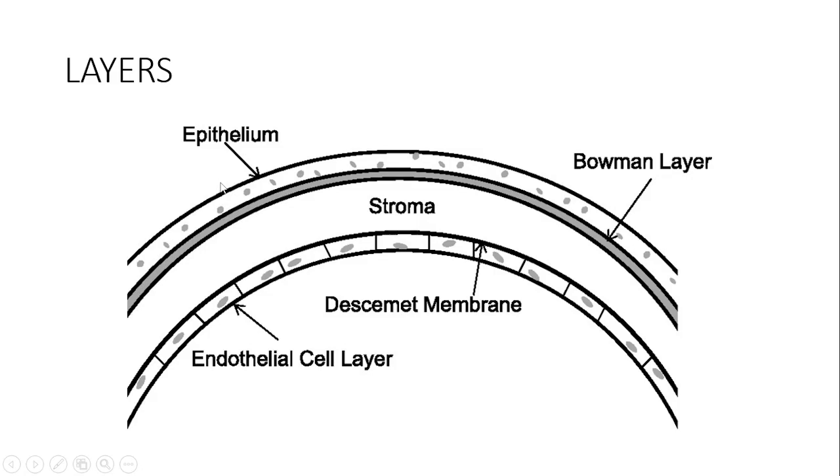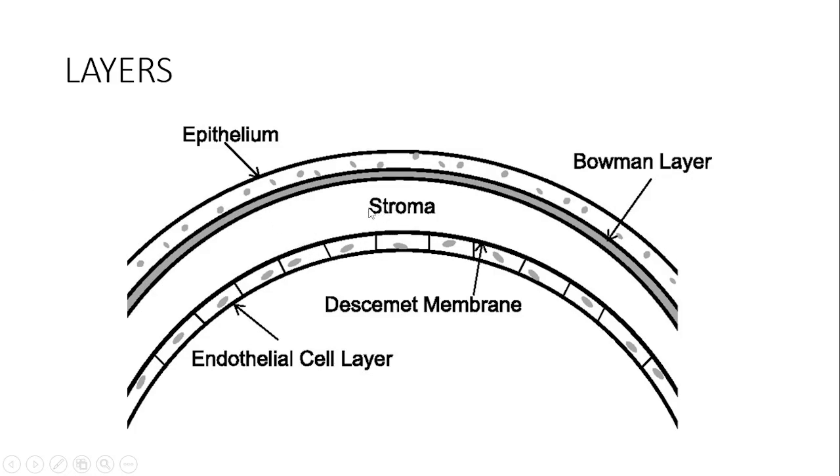So talking about the Bowman's layer, as I've said, it is incapable of regenerating once it gets damaged. Okay, let's focus our attention on the stroma of the cornea. The stroma is also known as what? Substantia propria. The stroma is known as substantia propria.